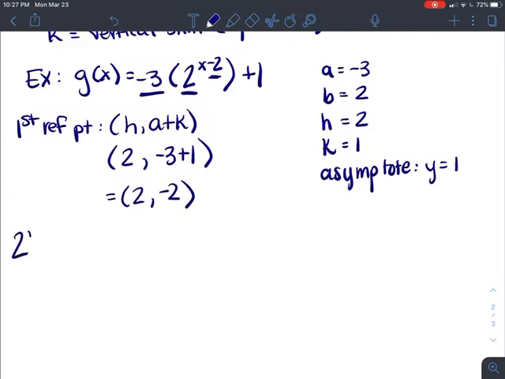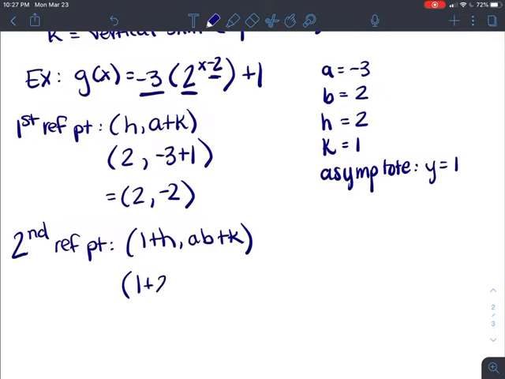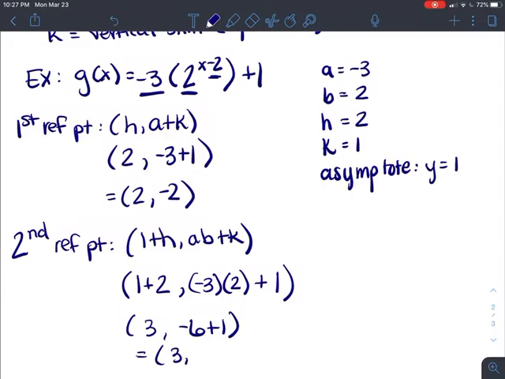All right. And my second reference point, the equation is 1 plus h, ab plus k. So I will now plug these in. So I'm going to do 1 plus 2, a, so -3 times 2 plus 1. All right, so I'm going to get 3, comma, -6 plus 1, which results in my second reference point being 3, comma, -5.